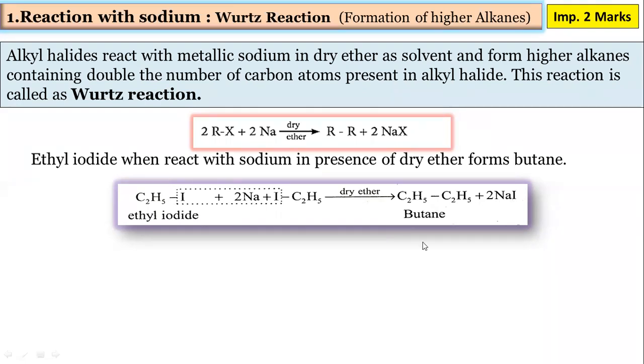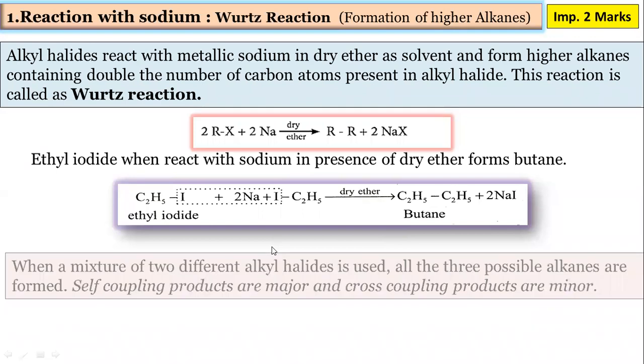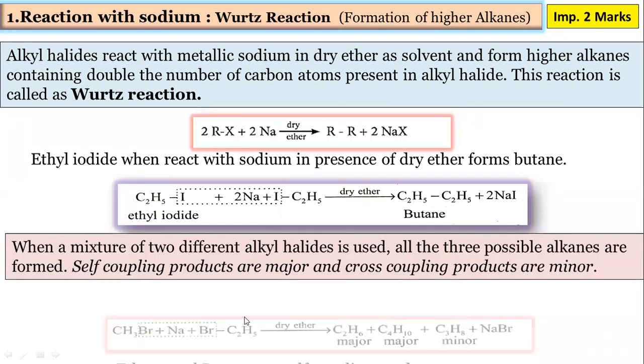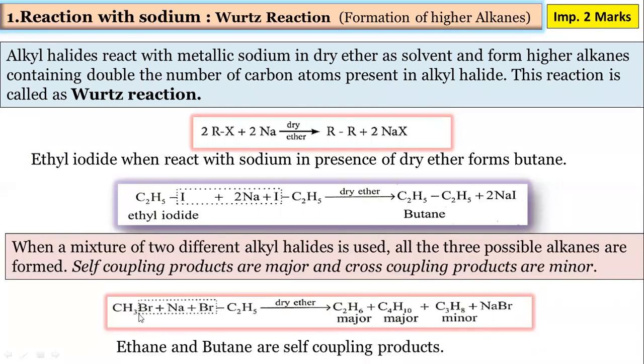This is already explained in 11th standard, but in the 12th standard, one important reaction is there in this. If the two alkyl halides are different, then what will happen? We will see here. In this example, one is methyl bromide and one is ethyl bromide. The two alkyl halides are different. We get 3 products, self-coupling and cross-coupling products. Self-coupling products are different and cross-coupling products are different here.